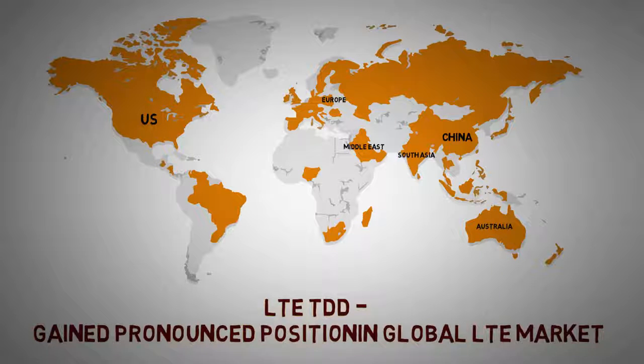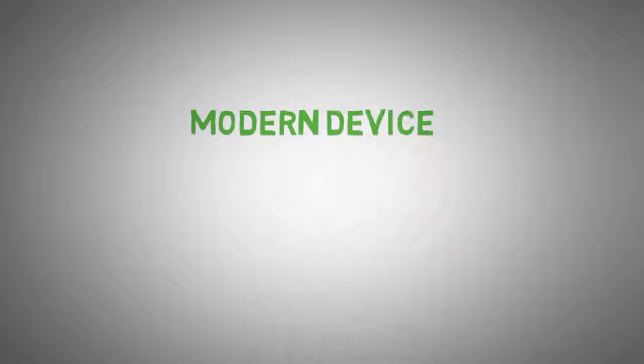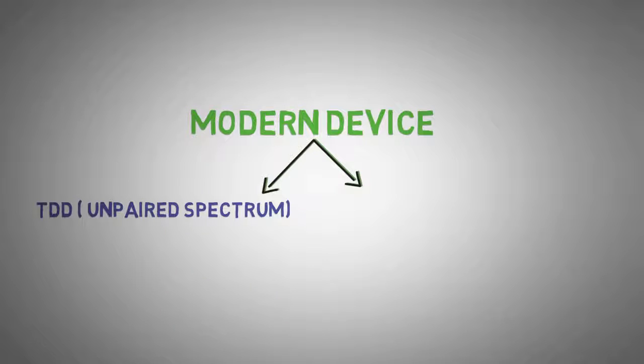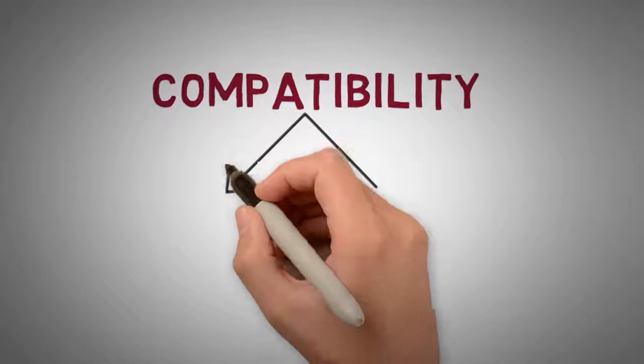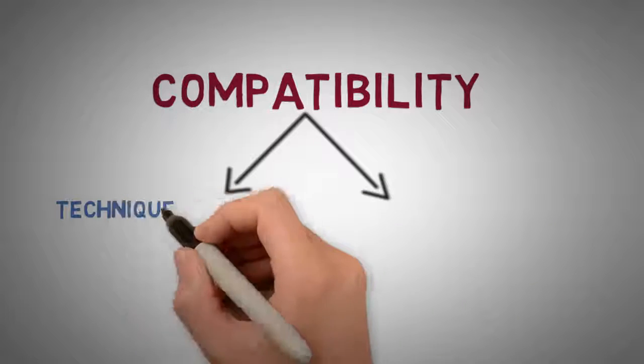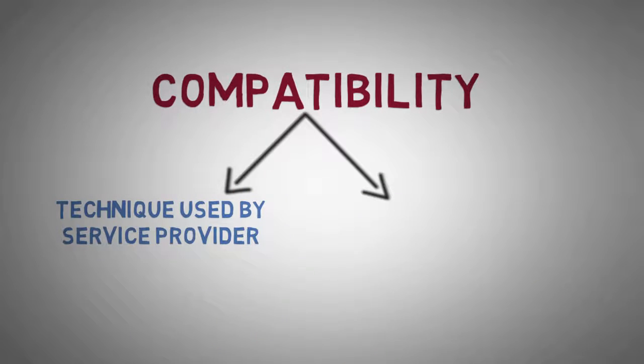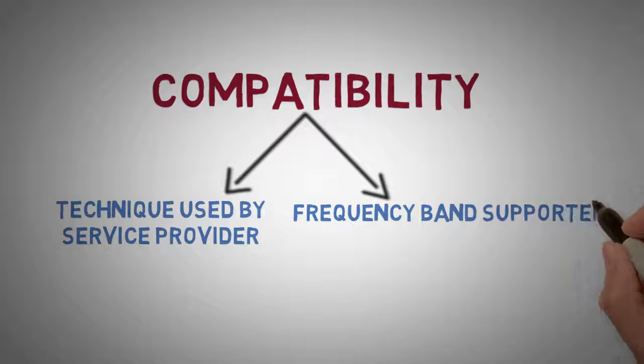Keeping an eye on the future market, modern devices are being manufactured with support for both time division duplexing and frequency division duplexing. So, next time when you buy a smartphone, check which technique is used by your service provider and check the frequency bands supported by your smartphone.